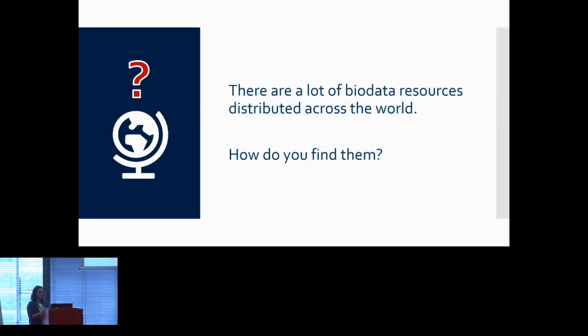It has created a different sort of challenge, though, in that there are just a lot of biodata resources that are distributed throughout the world. So basically anybody who has the data and the motivation and access to the technical resources can and does establish their own biodata resource, which is wonderful from one perspective, thinking about how great that data sharing is, but creates a different cascade of challenges. So in particular, what I'm going to focus on today is really how do you find those resources to begin with, which has been a longstanding challenge in this area as well.